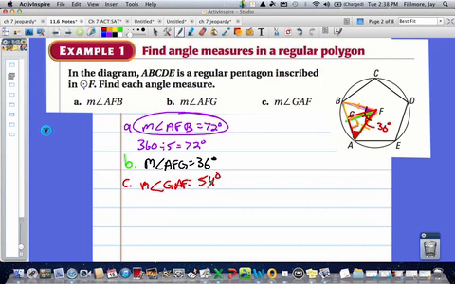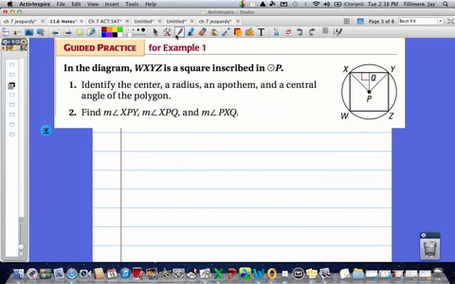Let's do one more quick example here. We're going to skip the second one and just focus on the first one. Identify the center, a radius, an apothem, and a central angle. Let's start here with the center. The center of this square inscribed in this circle is P. The center of the circle and the center of our square.